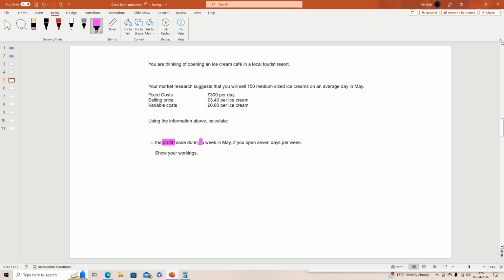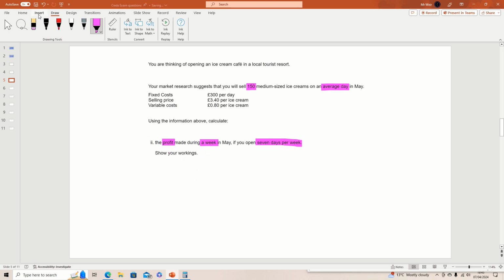It says during a week. So this time we need to work out how much everything is per week, whereas before it was for a day. So at the top it says average day. It says 150 per day. This time we're doing for a week, and it says if you open 7 days per week. So we need to do a few little calculations here.